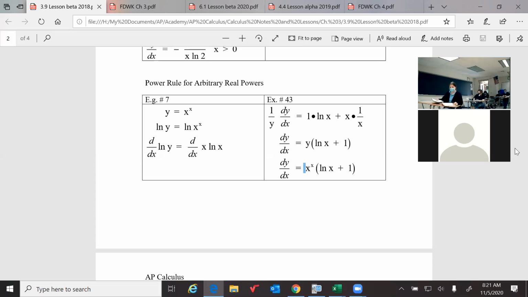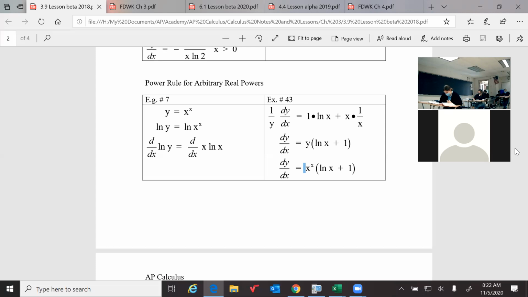Well, why would you do that? Because property of logarithms allows me to bring this x out front. So the natural log of y equals x ln x. Take the derivative of both sides. We already did this. That's going to give you 1 over y dy dx.